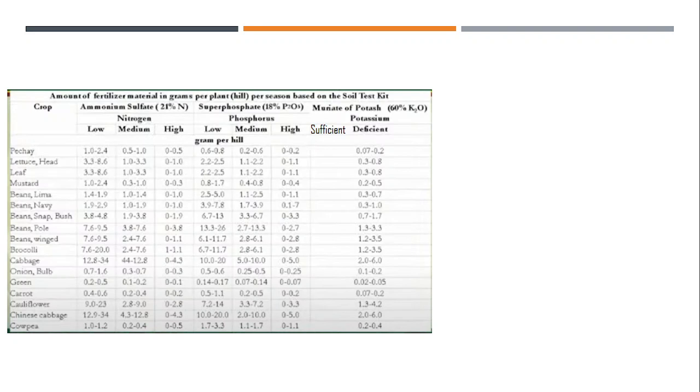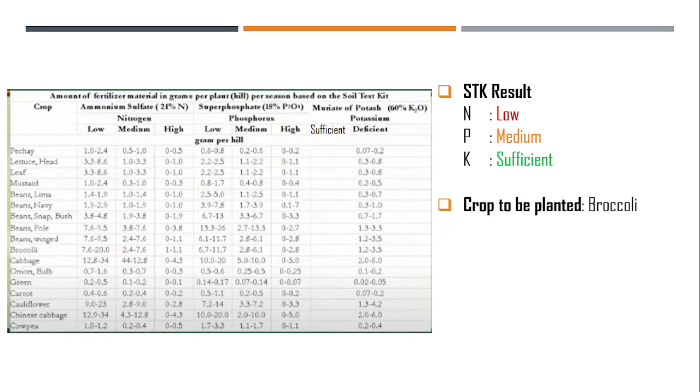Okay, let's say for example, may soil tayo na ang N ay low, yung P is medium, and K is sufficient. And the crop to be planted is broccoli. Ilan yung i-apply natin na fertilizer based from these results? Okay, so we are going to refer to this table kung saan may mga crops na dito. There is the level of elements here, yung nitrogen, phosphorus, and potassium. And then, meron yung recommended amounts of fertilizer that is recommended to be applied.